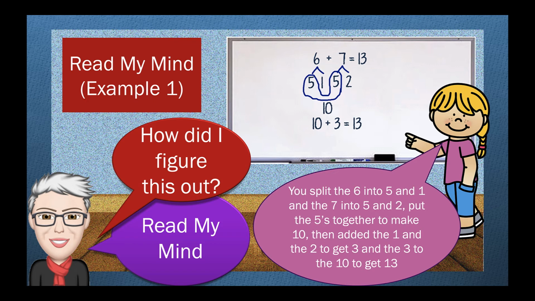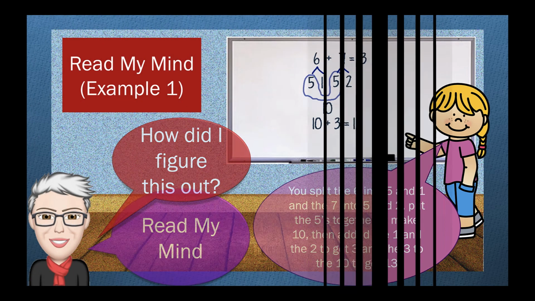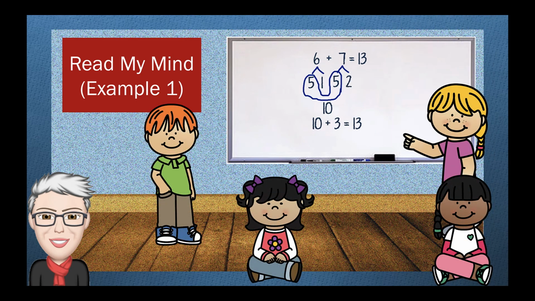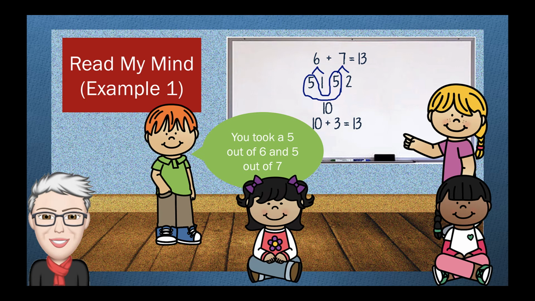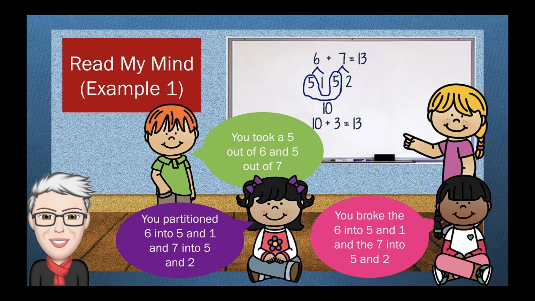Children used varied terminology. For example, some referred to splitting the 6 and 7. Some talked about taking 5 out of the 6 and 5 out of the 7. Some talked about breaking the numbers, breaking the 6 into 5 and 1 and 7 into 5 and 2. Some even used the terminology of partition. You partitioned 6 into 5 and 1 and 7 into 5 and 2.